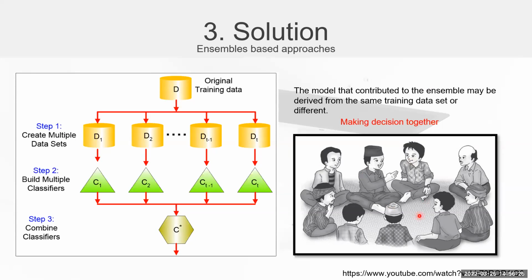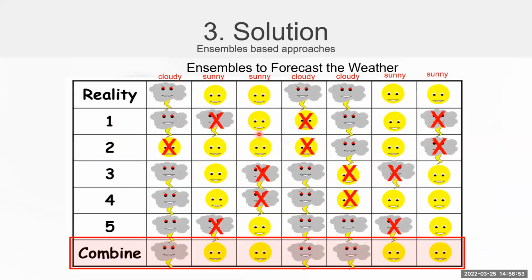If the decision-making process is not only by one, but there are many models, many classifiers making decisions together. So the models that contribute to the ensemble might be derived from the same training data set or different ones.